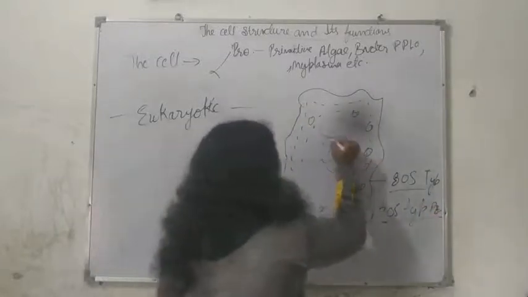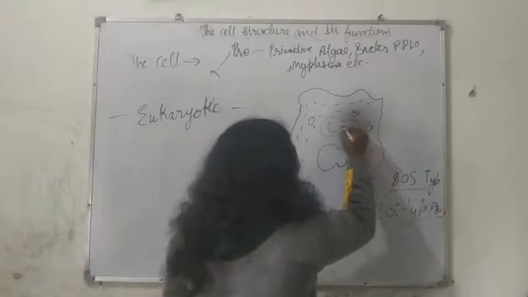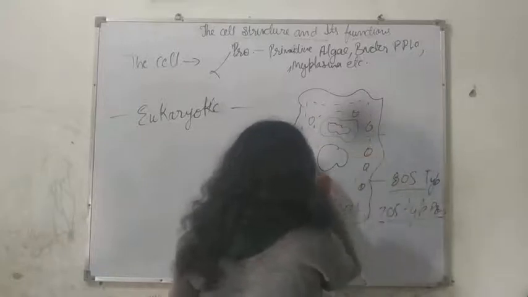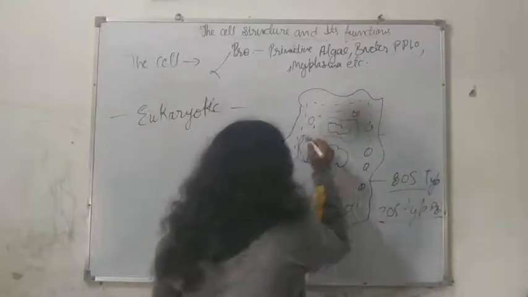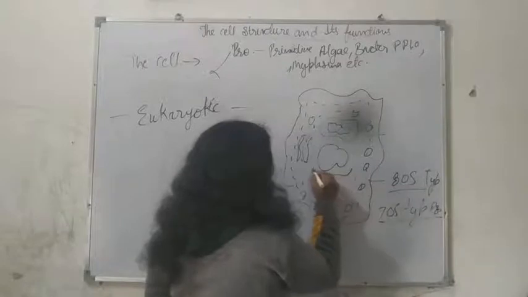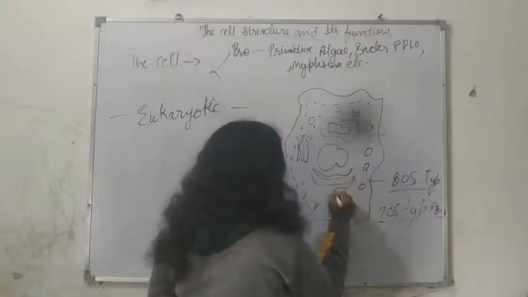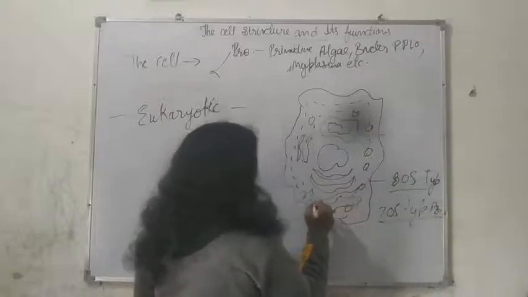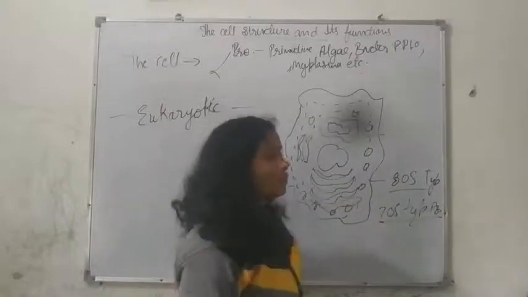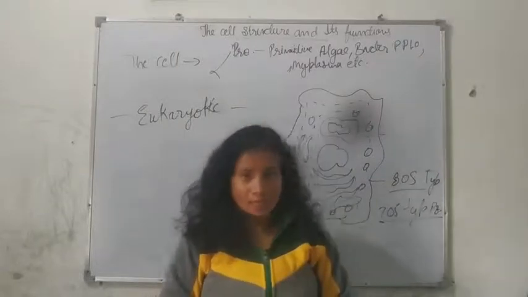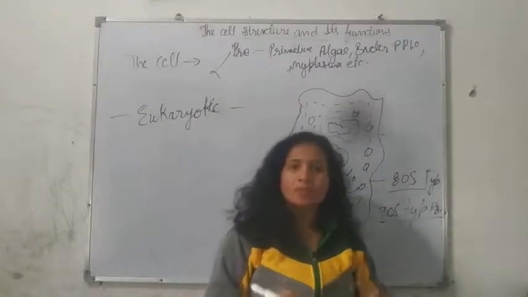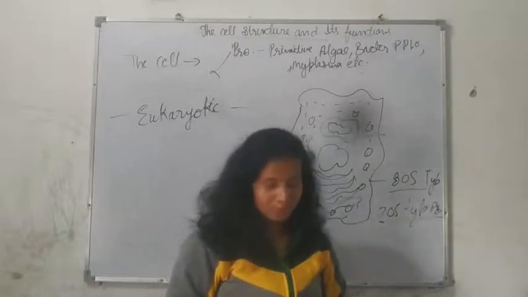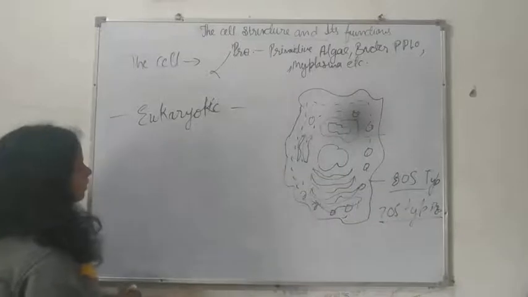Mitochondria and Golgi apparatus are also present in the eukaryotic cell. ER is helpful to make a skeletal and transport path. Centriole is found in the animal cell, whereas vacuoles are present only in the plant cell. So these are the main features of eukaryotic cells. Now come to the next point.